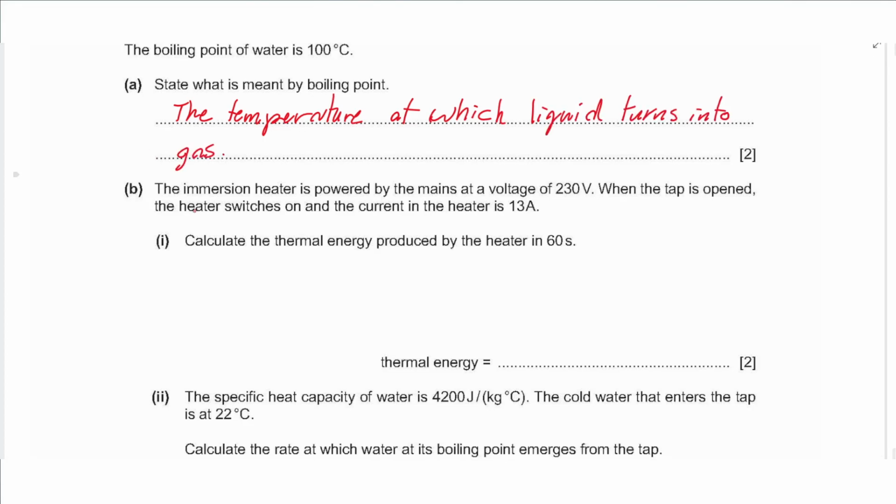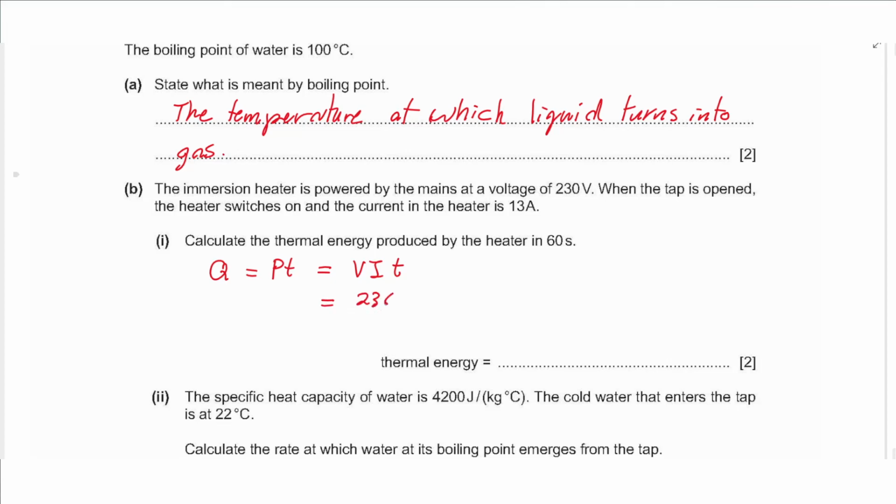Question B says, the immersion heater is powered by the mains at a voltage of 230 volts. When the tap is opened, the heater switches on and the current in the heater is 13 amperes. Calculate the thermal energy produced by the heater in 60 seconds. So we can use energy equals power multiplied by time, and the electric power can be calculated as voltage multiplied by current. Then we multiply that by time.